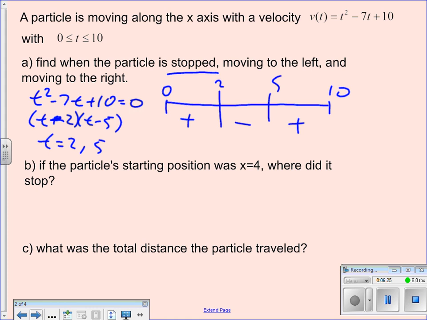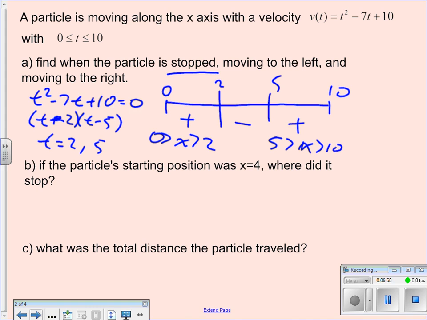Now, I don't have enough room here, but if this were a question, what would you need to have? You would need to write out a statement. It is moving to the left. Let's say it's moving to the right when x is between 0 and 2, and from 5 to 10. That's when it's moving to the right. This is moving in the positive direction. It's moving to the left from 2 to 5.